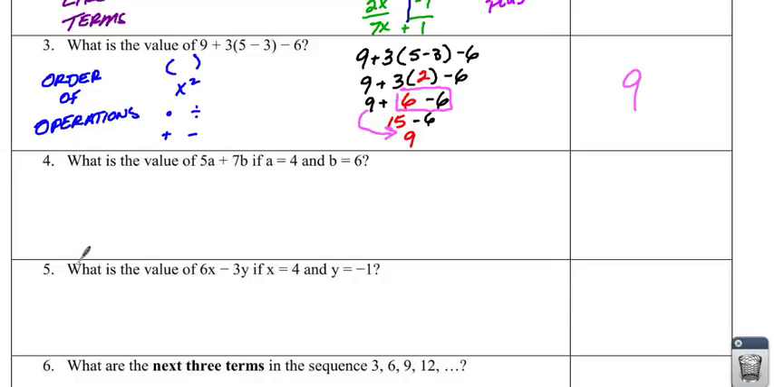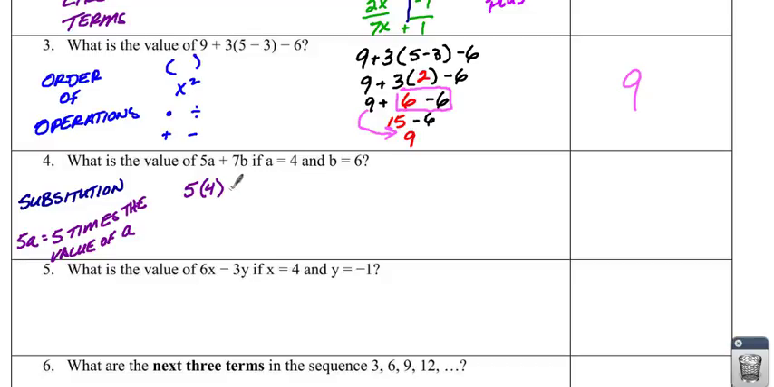Okay, numbers 4 and 5 are going to be the same kinds of problems. Both of these are substitution problems, and by that I mean that the very first thing we do is look at the problem and say, all right, we have 5a plus 7b if a is 4 and b is 6. So that means we've got 5 times 4, because 5a means 5 times the value of a.